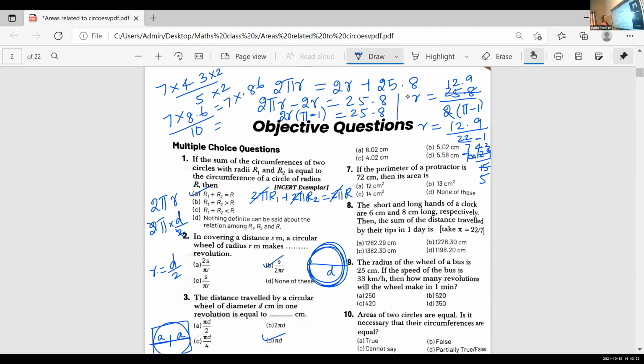So it will be the same as 7 into 0.86. What is 7 into 0.86? What is the answer? Final answer, option A. Option A, yes, correct. 6.02.